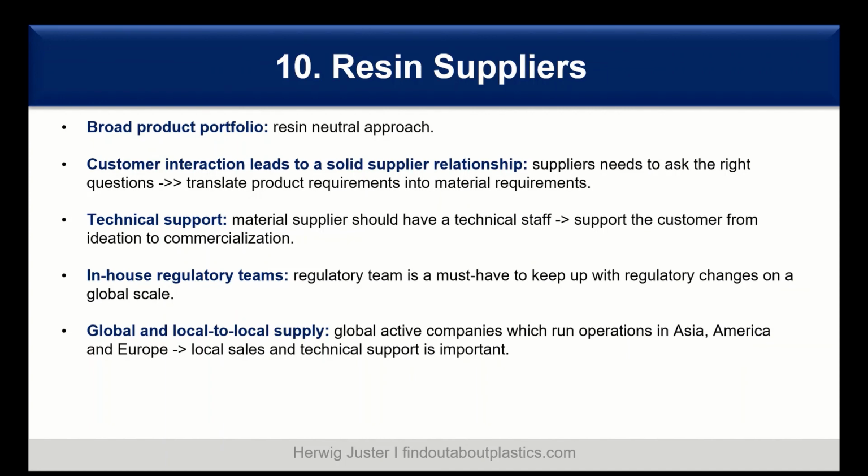And also a global and local to local supply. So basically, when you are in a company which is globally active and you have operations in Asia, America and Europe, you need a material supplier who can supply the same grade globally in the same quality and have also local sales and technical support, so to really help you with issues on site.